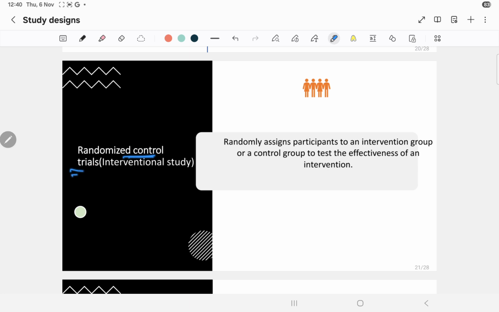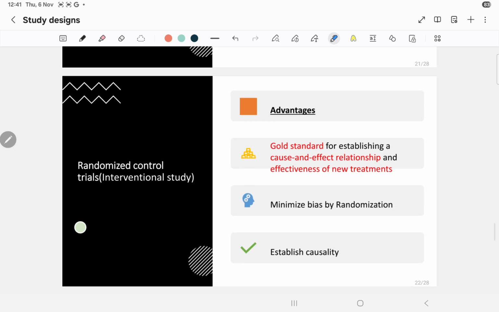Randomized control trials. A randomized control trial is a type of interventional study because you give an intervention. They are conducted in a controlled environment. You don't gather the data from the real world population. It randomly assigns participants to the intervention group or a control group to test the effectiveness of the intervention. These are the studies done to see the effectiveness of new drugs being developed by pharmaceutical companies, just to give you an example. So they test the effectiveness of the intervention by assigning participants to the intervention group or the control group. That is the basic definition of a randomized control trial.